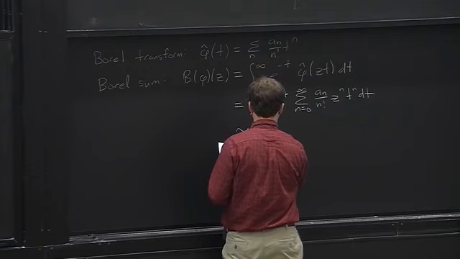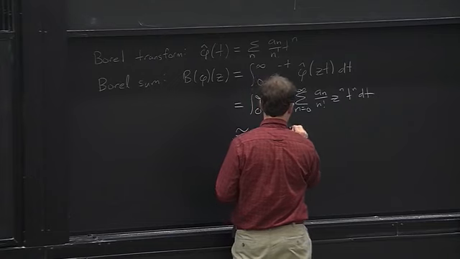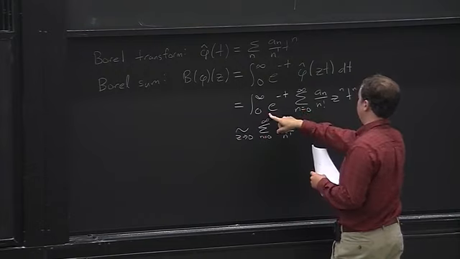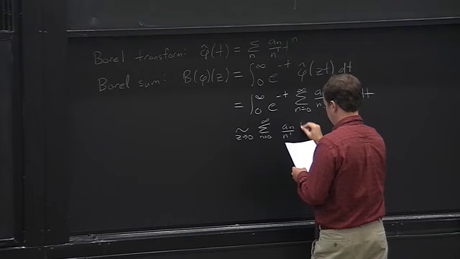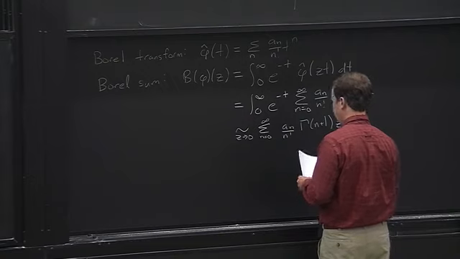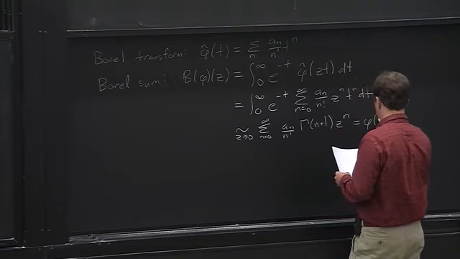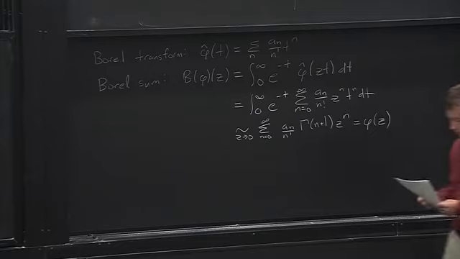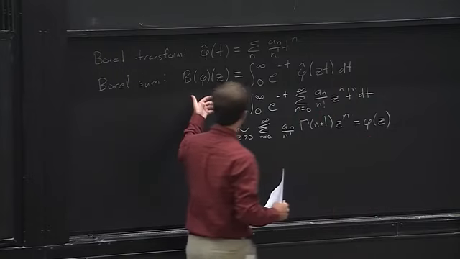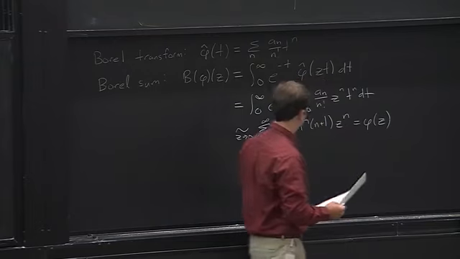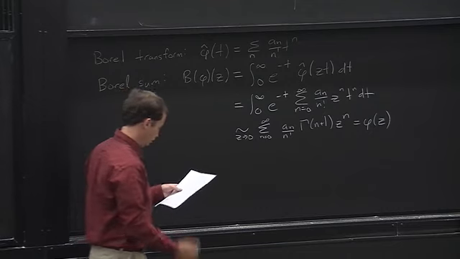We'll get the sum n equals 0 to infinity of a_n over n factorial. Then the integral is just the integral of e to the minus t t to the n, which is gamma of n plus 1, times z to the n, which is just our original asymptotic series. So that's a nice property of the Borel sum. It has the same asymptotic behavior as the divergent series.